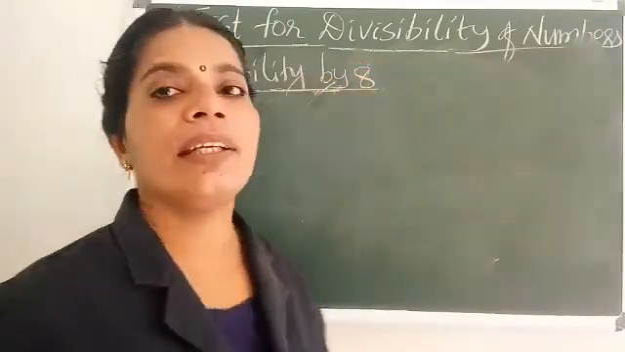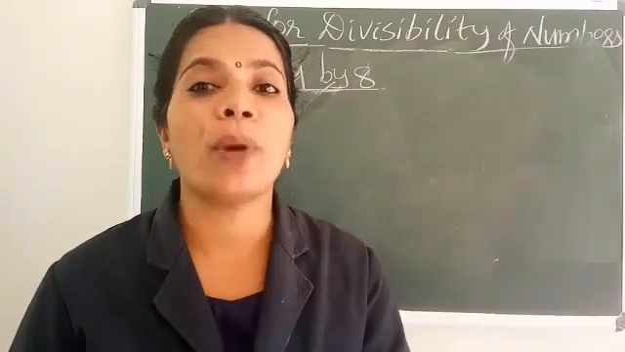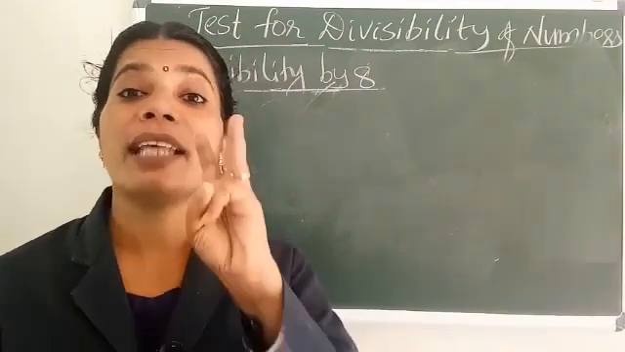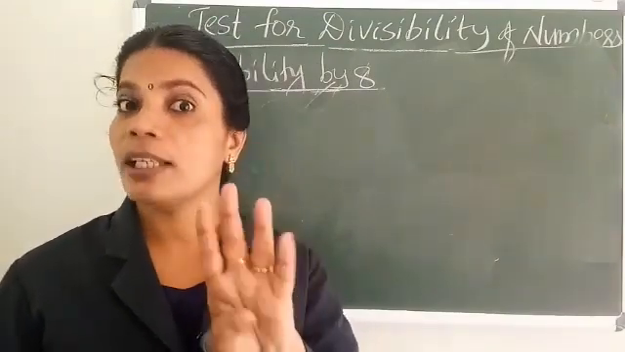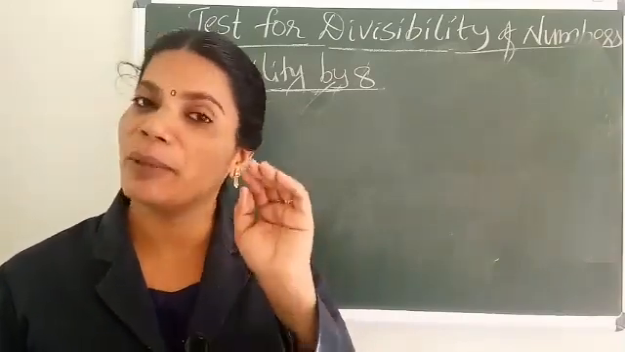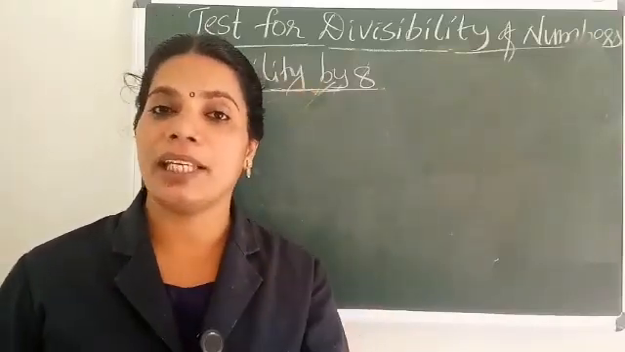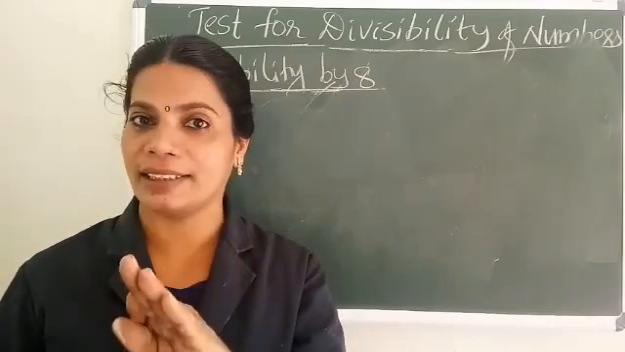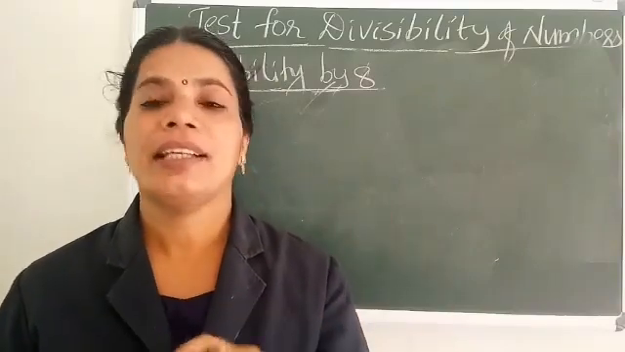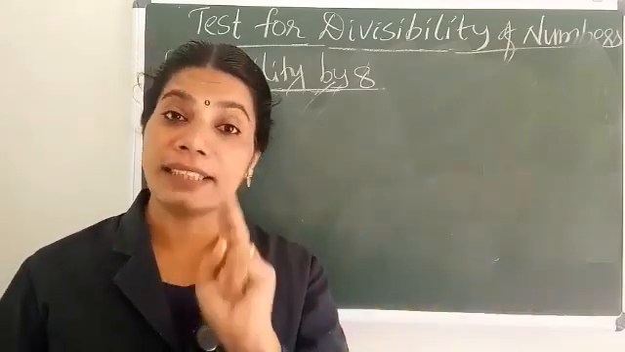Divisibility by 8. A number with 4 or more digits is divisible by 8 if the number formed by the last 3 digits, that is the ones, tens and hundreds places, is divisible by 8. In the case of a 4-digit number, the last 3 digits are considered. That is, a number is divisible by 8 if the number formed by its last 3 digits is divisible by 8.